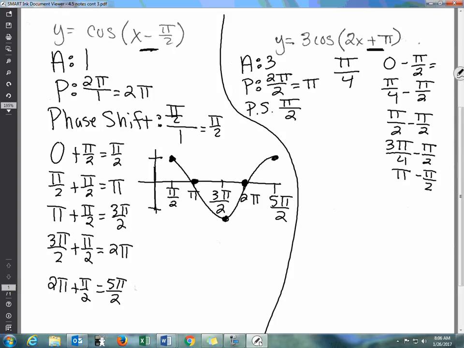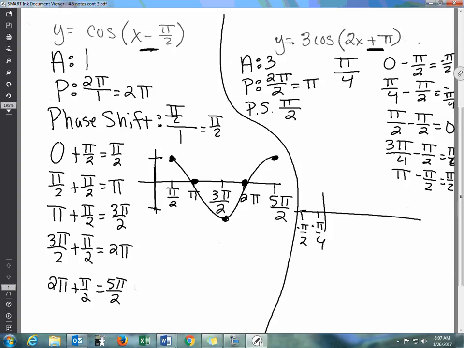Okay, so if you do this, you get negative pi over 2. A fourth minus a half is a negative fourth. A half minus a half is 0. Three fourths minus a half is a fourth. Sorry, my board. And then 1 minus a half is a half. Okay, so my 5 points now. This is the first one that we're going to start to the left of the y-axis. So I have negative a half, so negative pi over 2. This is negative pi over 4.